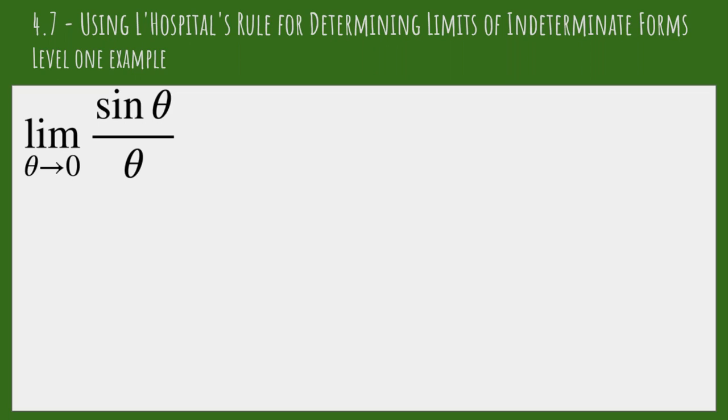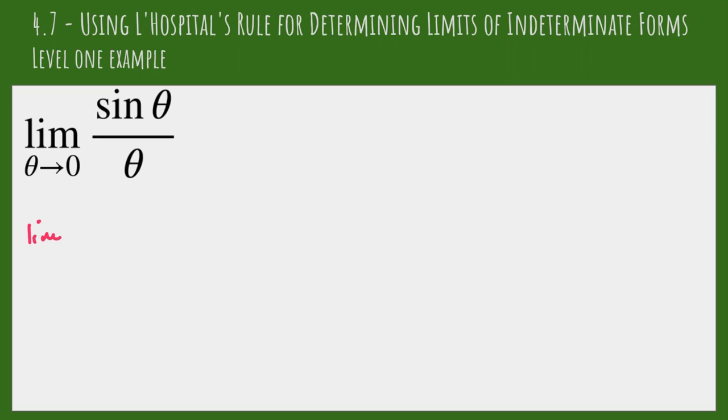So the first thing we always want to do when we're doing L'Hopital's rule is first make sure that L'Hopital's rule actually works. And to do that, we want to look at the limit of the numerator of the function, and we want to look at the limit of the denominator of the function, and make sure those two limits together give us an indeterminate form, either 0 over 0 or infinity over infinity.